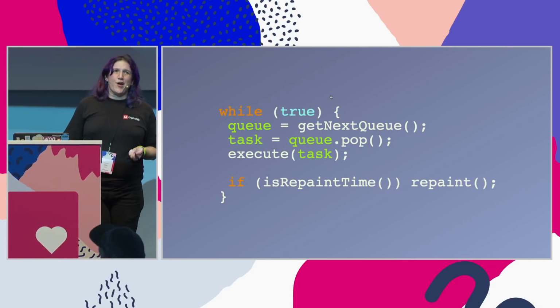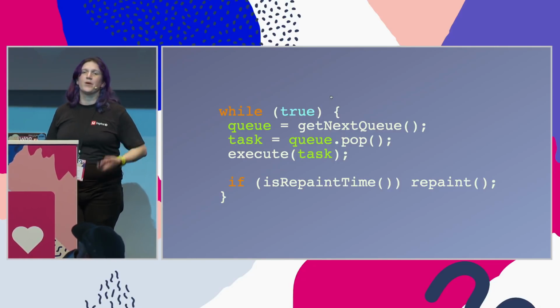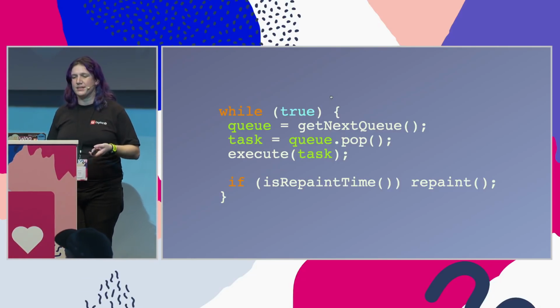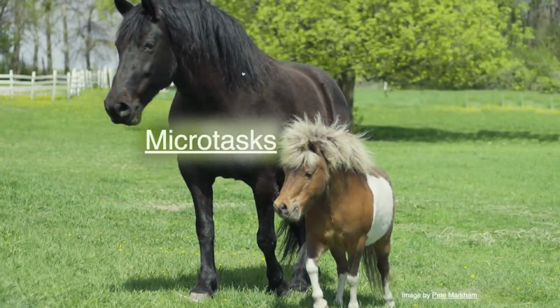So this is how our event loop looks now. We've got an infinite loop. We're going to pick a queue. We're going to grab a task off that queue and run it. And then if it's time to repaint, we'll repaint. Cool. So this is still pretty straightforward, right? It turns out it's a little bit more complicated than that, though.